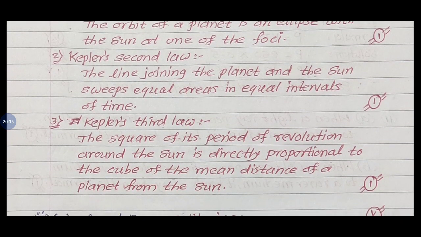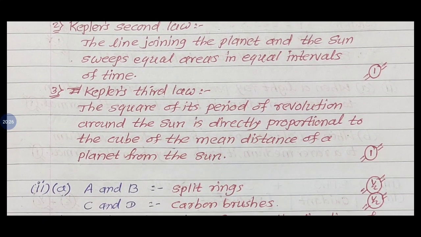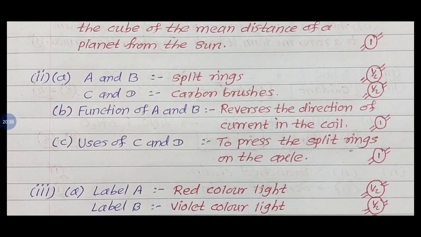Kepler's second law: the line joining the planet and the sun sweeps equal areas in equal intervals of time. 1 mark. Kepler's third law: the square of its period of revolution around the sun is directly proportional to the cube of the mean distance of a planet from the sun. 1 mark.